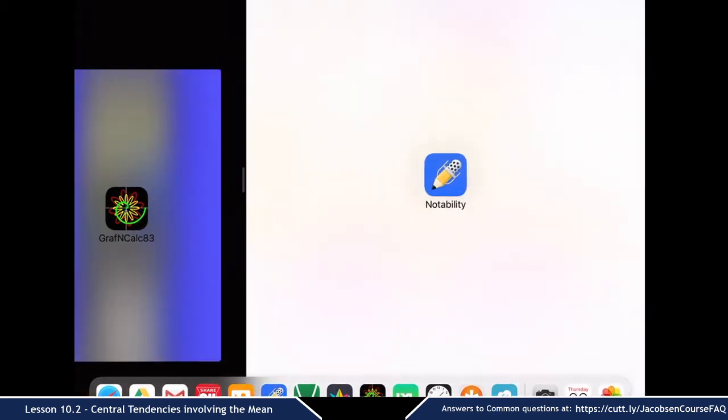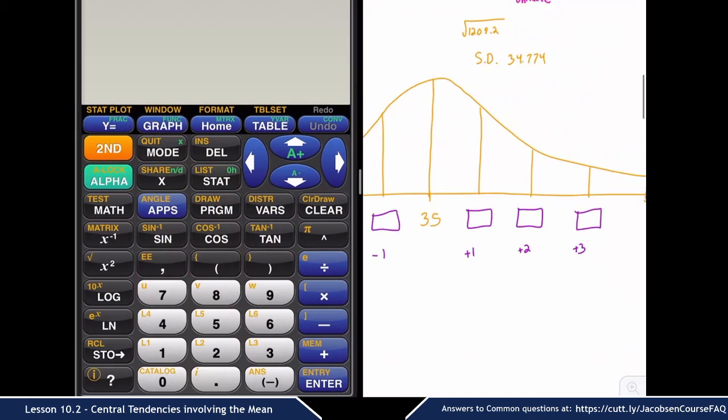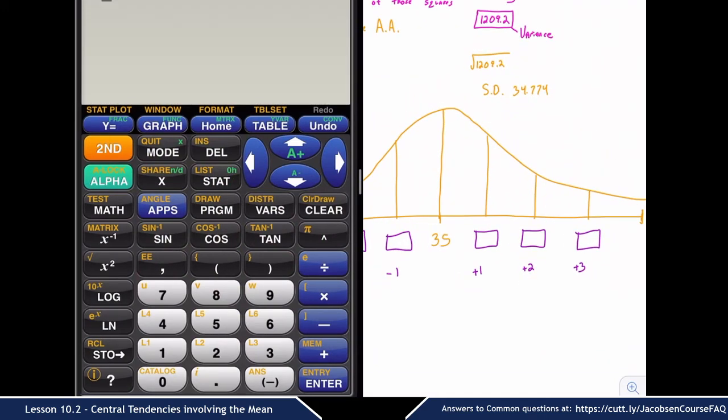So once again, going back to our calculator, if we take our mean, which was 35, plus 1 standard deviation, which is 34.774, we can find out that this will be a value of 69.774. But in the interest of time, to make this easier for right now, let's say our standard deviation is 35. And in doing so, we can type in 35 plus 35, which will give us 70 as our first marker, and then 105 as our second, and then 140 as our third, as we count.